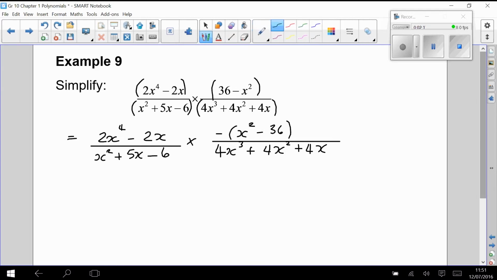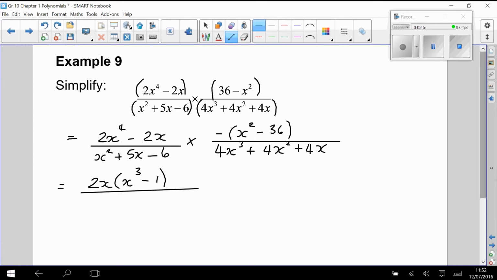Now what I need to do is start factorizing. When I factorize, I need to consider all the different types of factorizing I can do. I need to say, is there a highest common factor? Can I do a difference of two squares? Is there trinomial factorization? Is there a sum or difference of cubes? Or lastly, will I have to resort to grouping? In my first numerator, you can see that there is a highest common factor of 2x. Taking out the 2x, I have x cubed minus 1 left in the bracket.